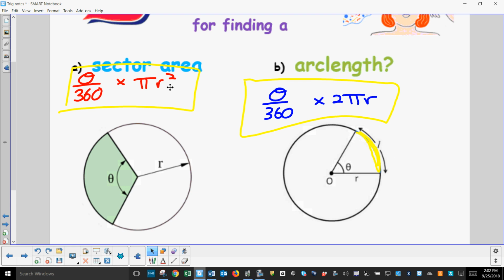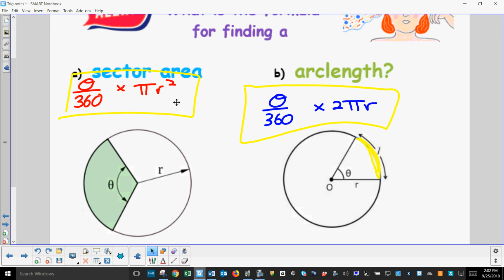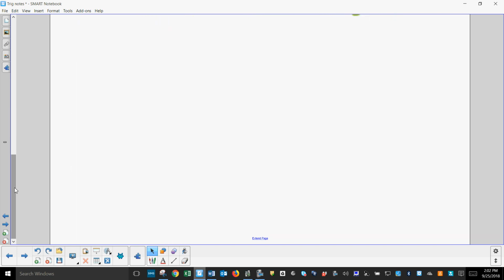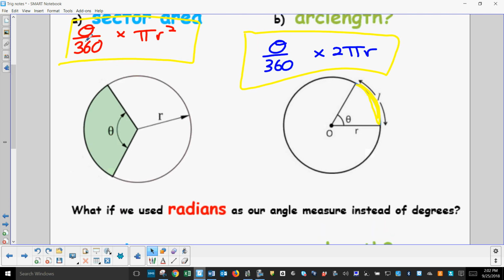Now let's see if we can come up with a formula in terms of radians. 360 degrees is the same thing. They want you to use radians instead to come up with a similar set of formulas, and you'll find that they simplify to something really nice and simple. So for the sector area with radians, I'm going to replace 360 degrees with 2 pi.